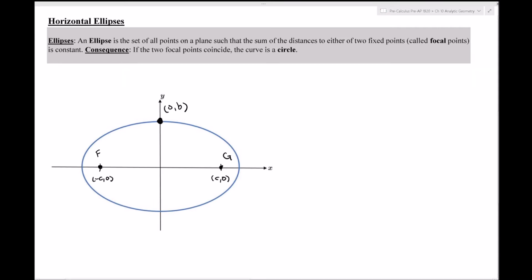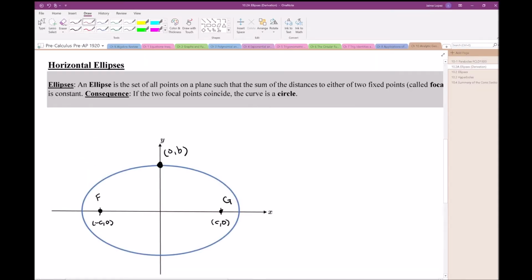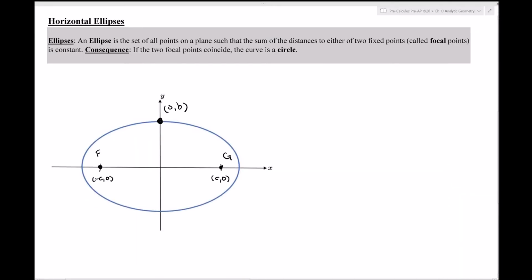You would draw two line segments, one from that point to F and one from the same point to G. Then we find those two distances. I'm going to call them little d1 and little d2. The lowercase d denotes a distance in this case.